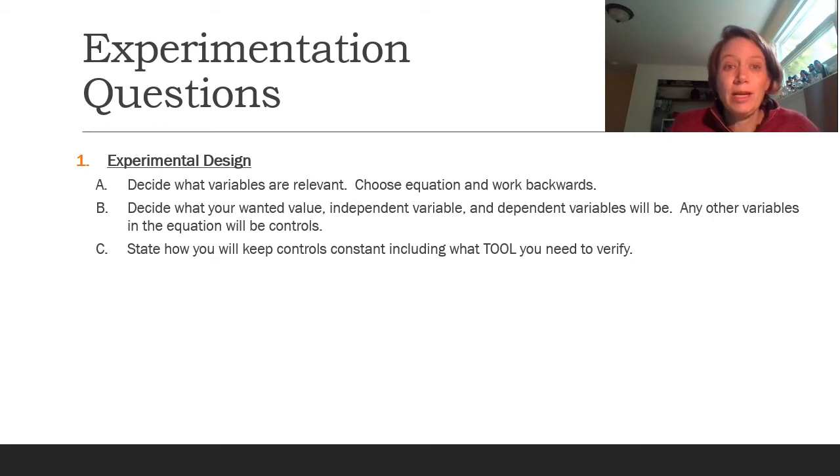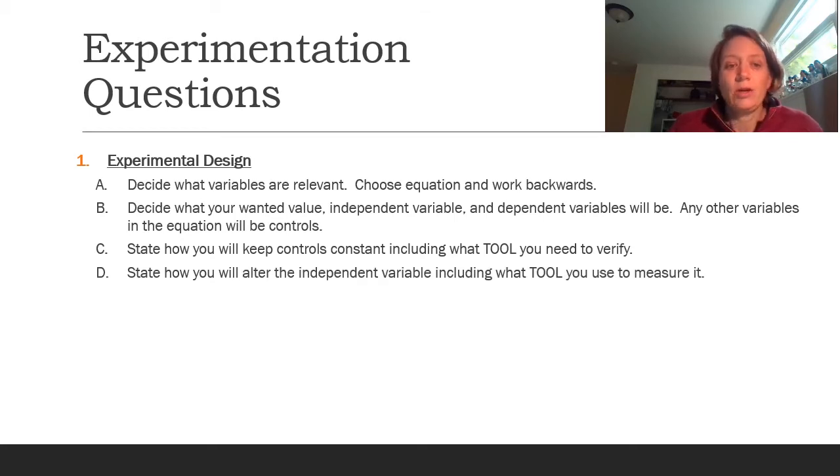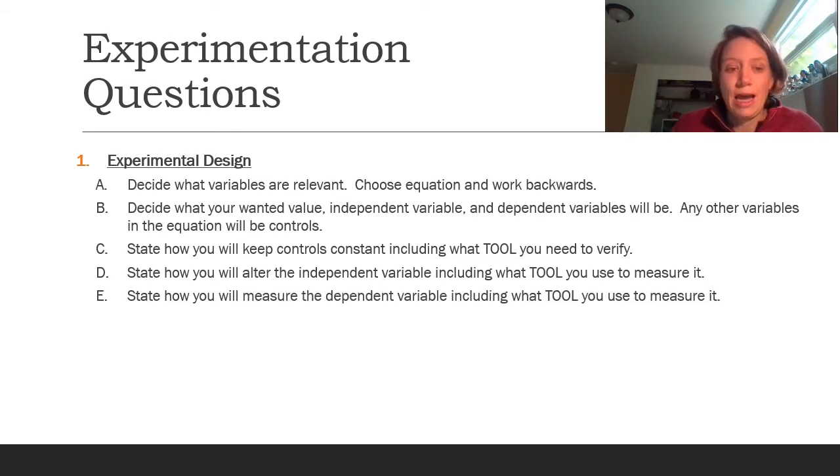So then when you're explaining your experiment to, for example, an AP grader, you would want to state clearly how you're going to keep the controls constant, including what tool you use to verify that you're keeping them constant. You're going to state how you would alter your independent variable. So what are you changing and what tool are you using to change it? And then you want to state how you'll measure your dependent variable, including what tool you're going to use to measure it.